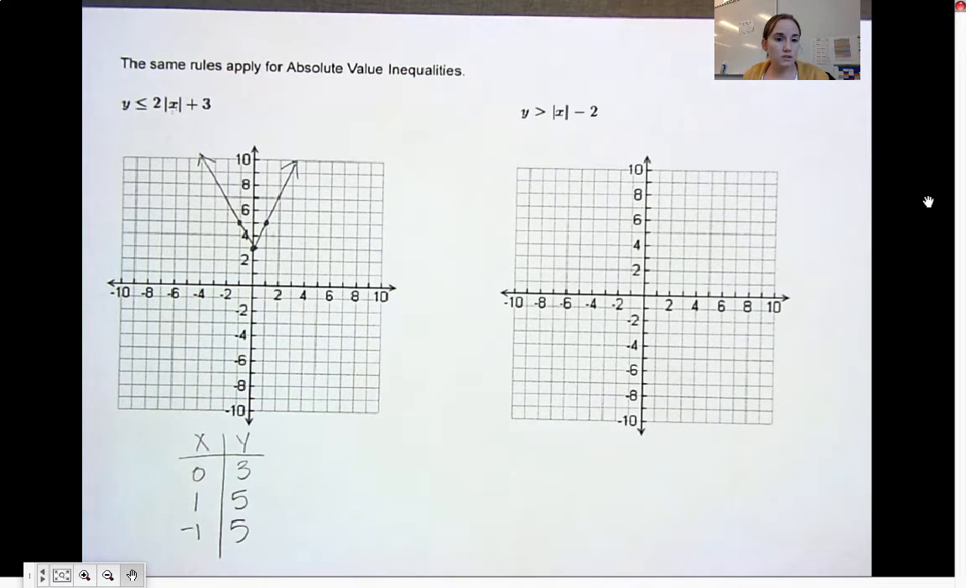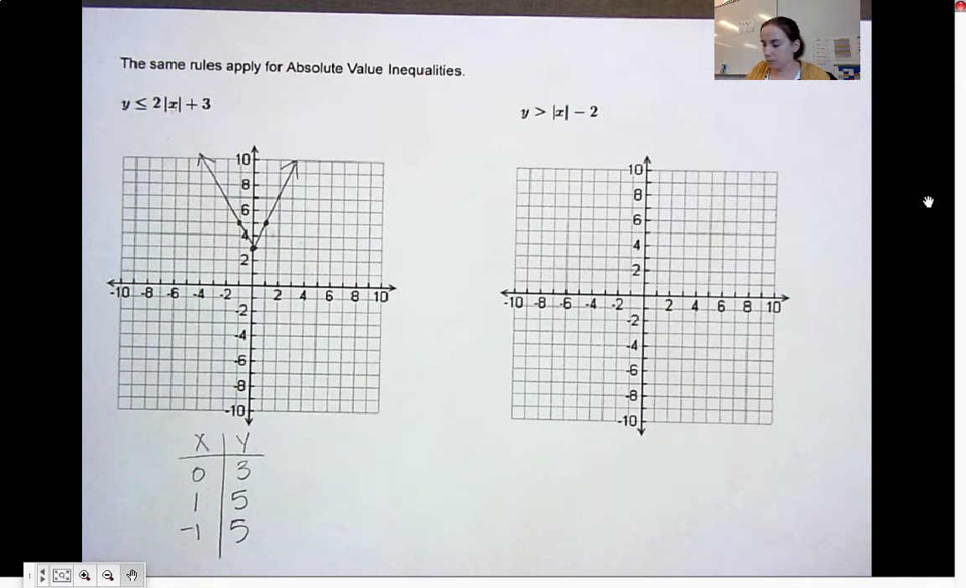And again, I can use a test point of 0, 0. This is also easy to see, like if you have a V shape and, in this case, it's y is less than. If I were to flatten this out, less than would be below. And so anything that's below the V shape is what you want to color or shade.